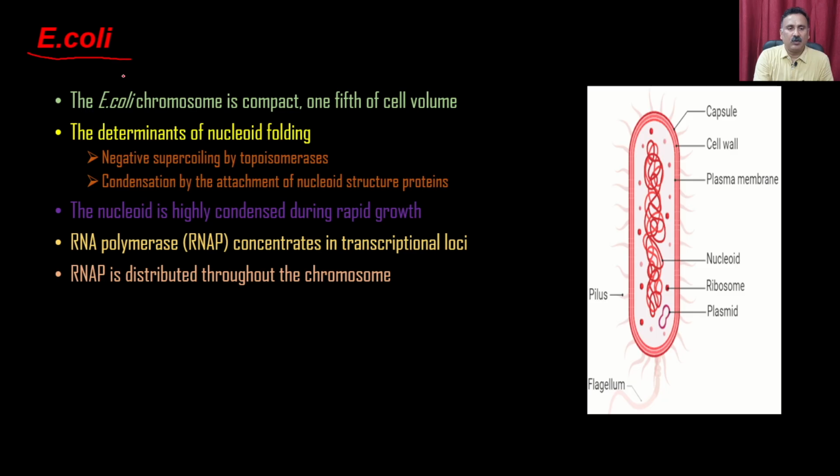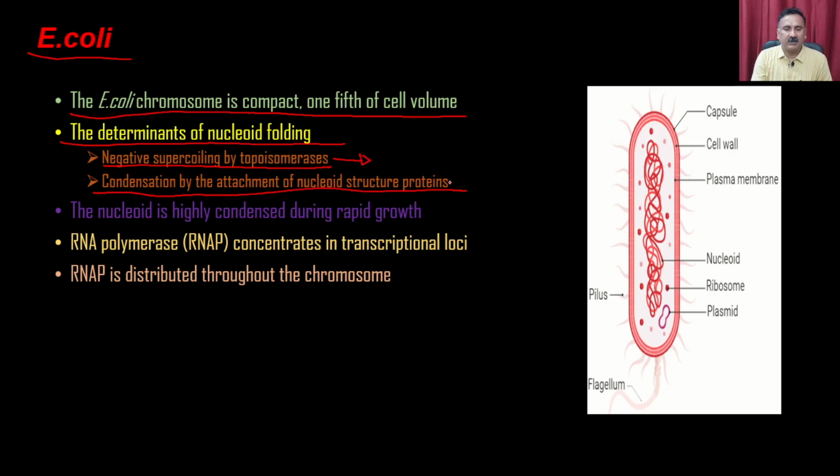In the case of E. coli, the chromosome is compacted to one-fifth of its volume. The determinants of nucleoid folding are negative supercoiling by the topoisomerases and condensation by the attachment of nucleoid structure proteins. The nucleoid is highly condensed during rapid growth, and RNA polymerase concentrates in the transcriptional loci, and RNA polymerase is distributed throughout the chromosome.